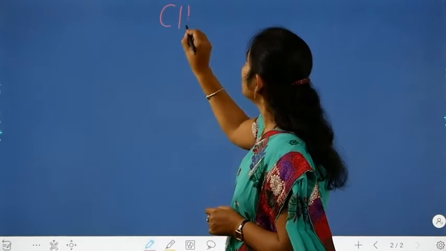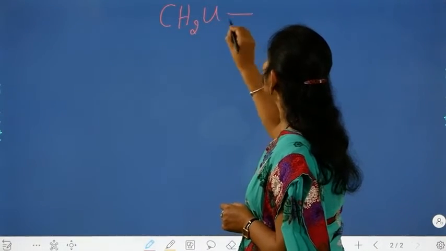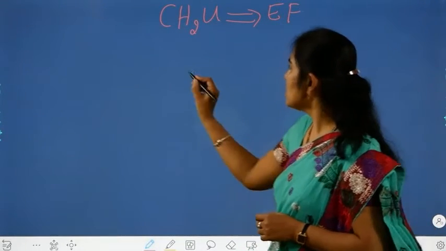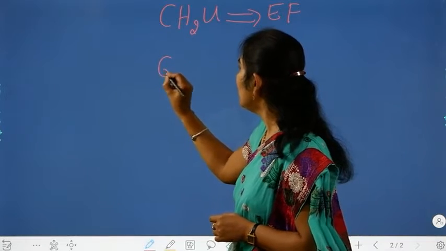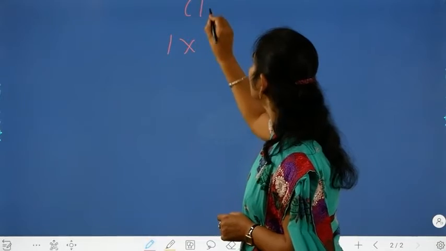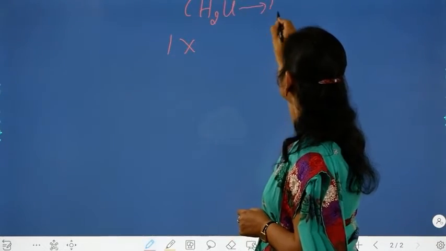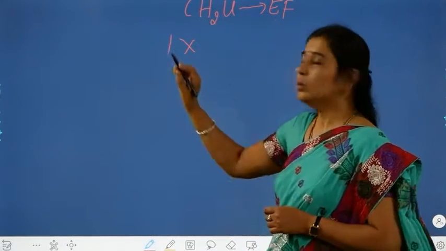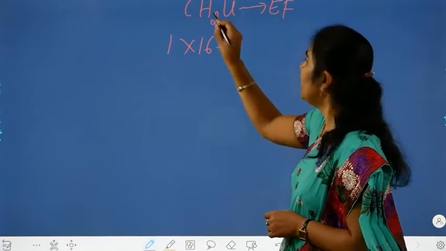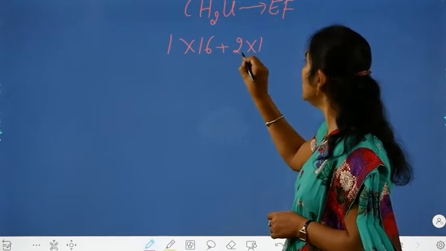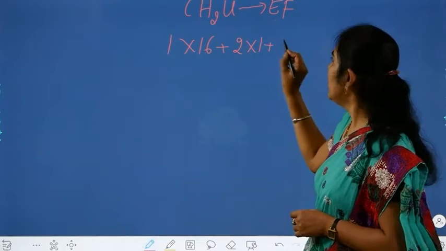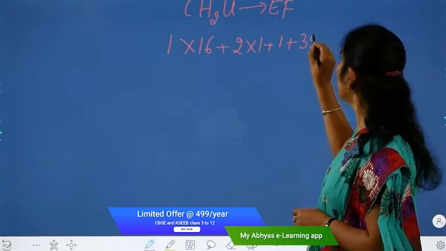What is the formula we got? CH2Cl. This we call the empirical formula. Now, this empirical formula mass, how do you calculate? See here, carbon. How many carbon atoms? Actually, 1 carbon atom. So, 1 into CH2Cl. This is the empirical formula. Now, 1 into the atomic mass of carbon, 12, plus 2 hydrogen atoms into 1, each hydrogen atom's atomic mass is 1, plus 1 chlorine atom, atomic mass 35.5.